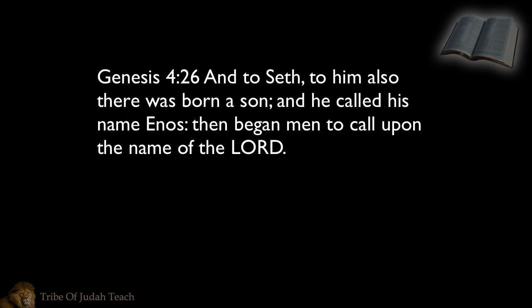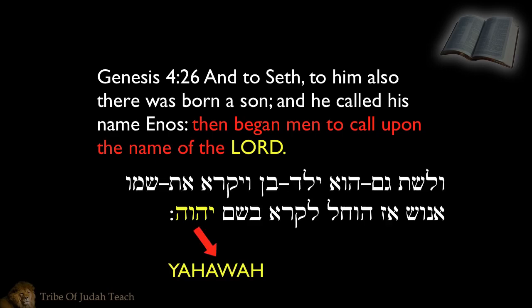Now watch this. Verse 26, it says, and to Seth, to him also there was born a son, and he called his name Enos. Look at this. It says, then began men to call upon the name of the Lord. What does that word Lord say in the Hebrew? It says Yahweh. Every time you see the word Lord in all capital letters, that word in Hebrew is Yahweh. So men have been calling on the name of Yahweh since the time of Adam and Eve.